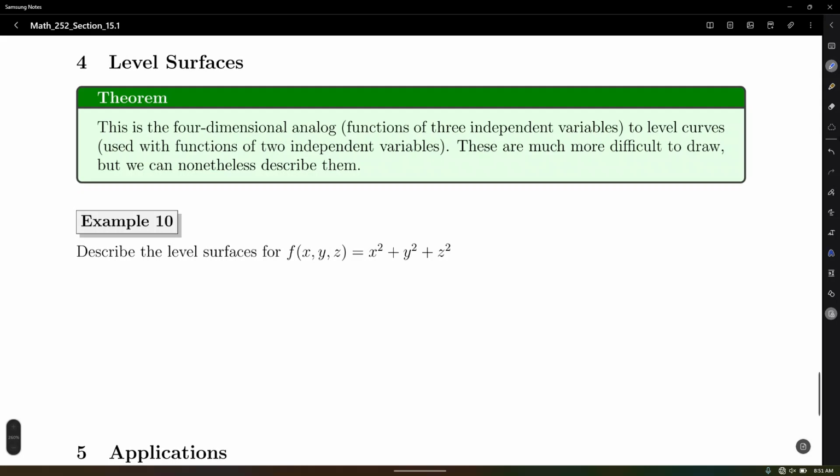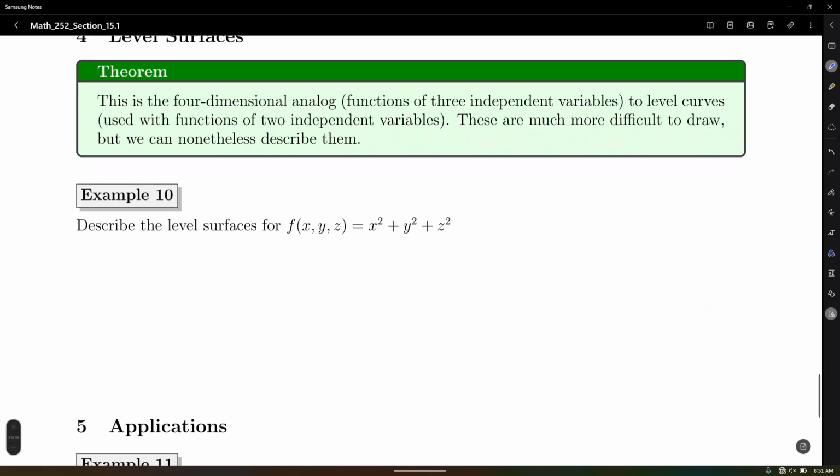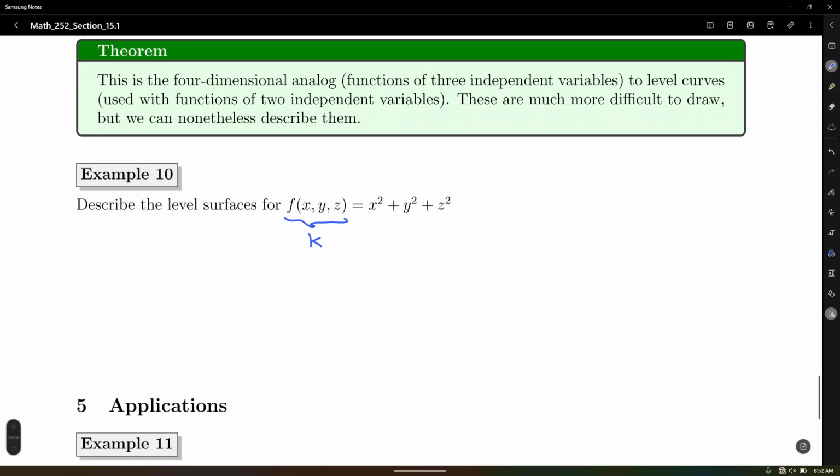Okay, for instance, describe the level surfaces, not curves, for f of x, y, z equals x squared plus y squared plus z squared. Okay, so that means we're going to call this guy k or z. It doesn't matter. All right. And let me give some values here. k equals 1. That means 1 equals x squared plus y squared plus z squared.